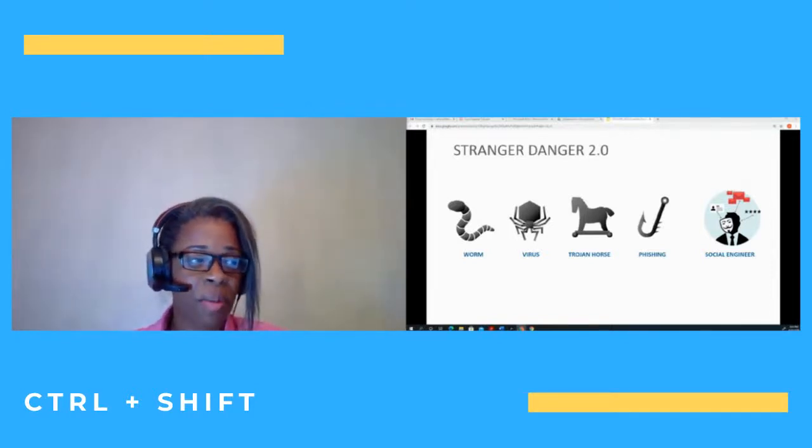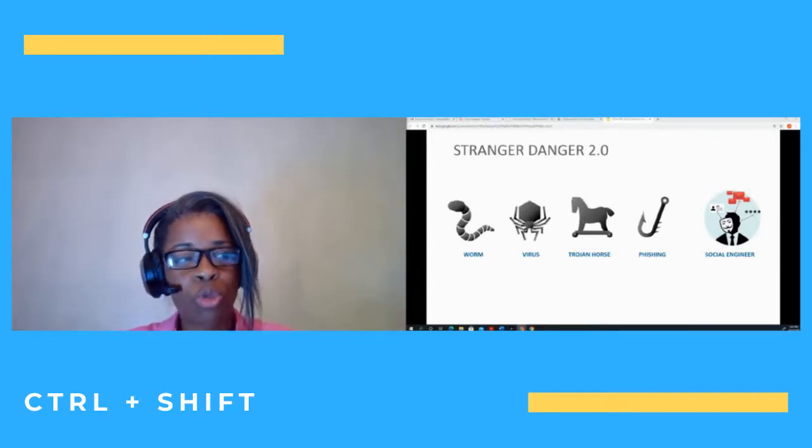So we were talking about VPNs, virtual private networks. In a nutshell, it's a form of encryption.